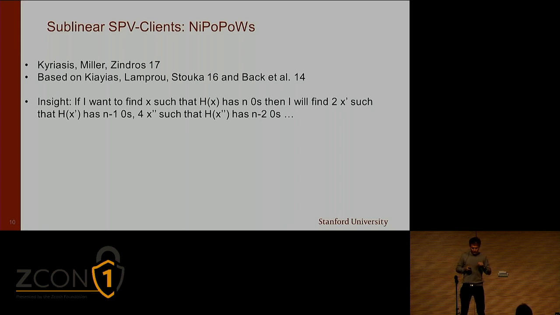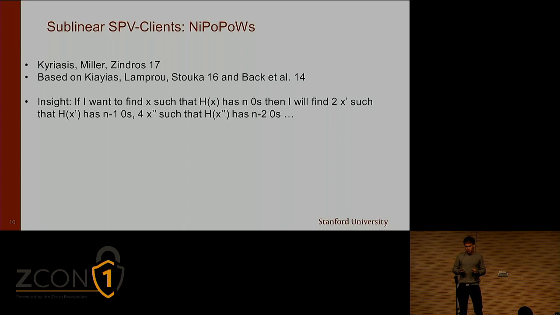And the core idea here for this NiPoPoW is that basically if I create a hash chain with a certain difficulty, where I want to find a hash x such that hash of x starts with n zeros, then I will find 2 hashes en route which have n minus 1 zeros, and 4 hashes that have n minus 2 zeros, and so on and so forth.